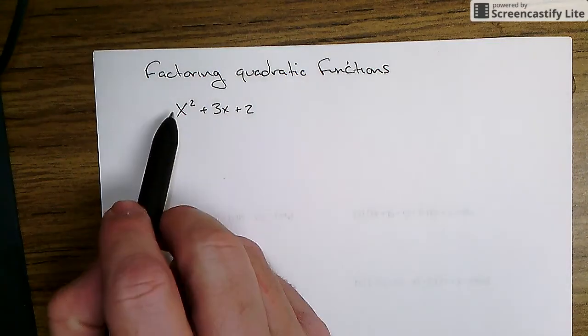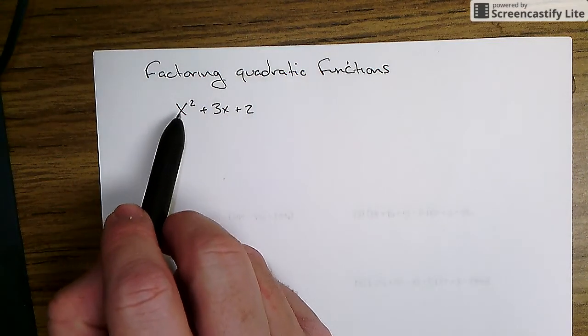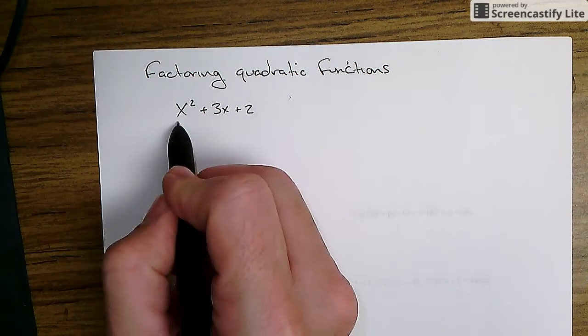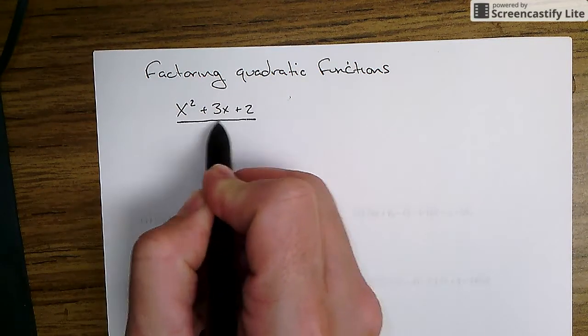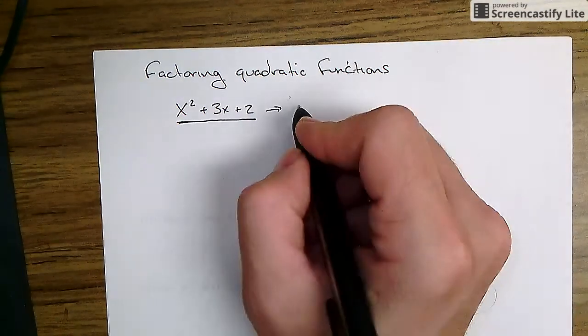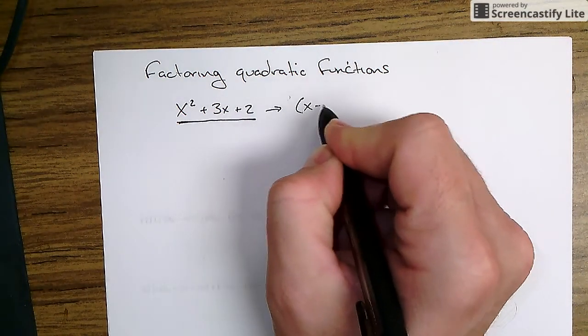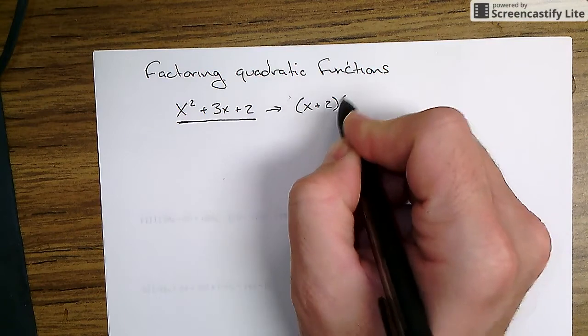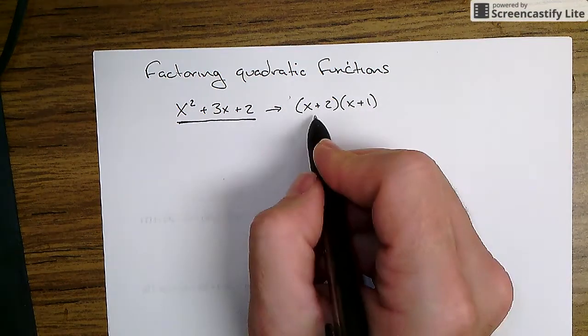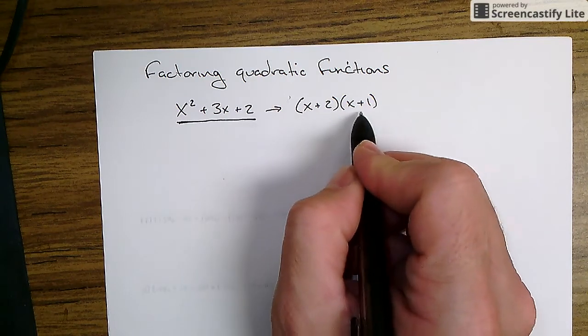Okay, so one of the important techniques that we need to look at is how do we factor quadratic functions? That is, how do we take a quadratic function in this form, x squared plus 3x plus 2, and break it down into the two linear expressions that, when multiplied together, create our quadratic function. In this case, the factors are x plus 2 and x plus 1.